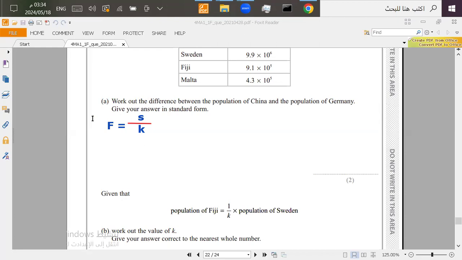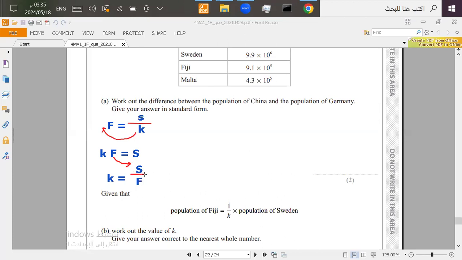Now I'm going to use this formula and the Sweden and Fiji to find the value of K. To find the value of K, what do I have to do? I have to simplify first. I'm going to take the K to the other side because it's divided. It's going to be multiplied here. So K multiplied by F equals S, which is Sweden. Now I need the K alone, so I'm going to take the F because the F is multiplied, by dividing. So at the end, I will find out that K equals the population of Sweden divided by the population of Fiji.